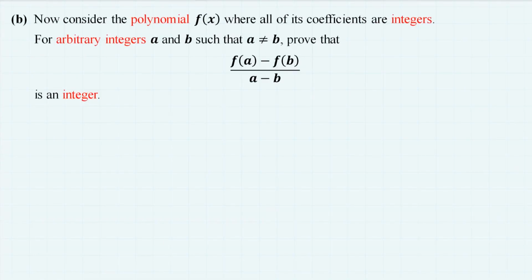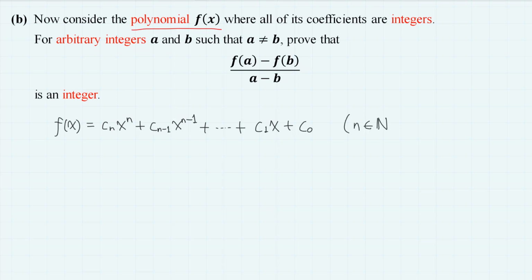Now the second problem. Here, the general expression for polynomial f(x) is f(x) equals coefficient cn times x to the power of n plus coefficient cn minus 1 times x to the power of n minus 1, and so on, all the way to c1x plus c0. And the degree n is a natural number.